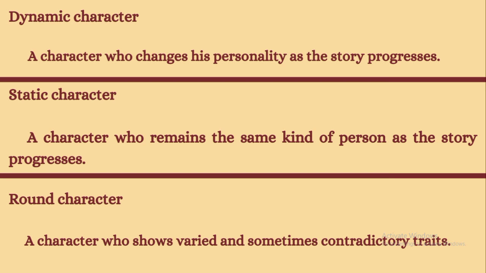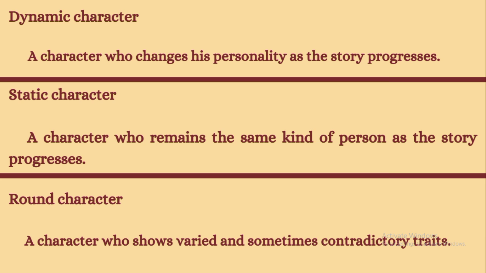So the next type of character is the round character. It is a character who shows varied and sometimes contradictory traits, but they can evoke empathy and understanding from the audience due to their realistic portrayal and nuanced personality traits. Example here is Severus Snape in the Harry Potter series, whose motivations and actions are revealed gradually.